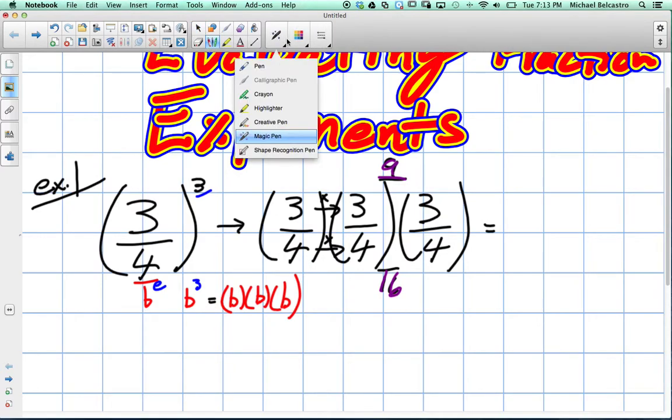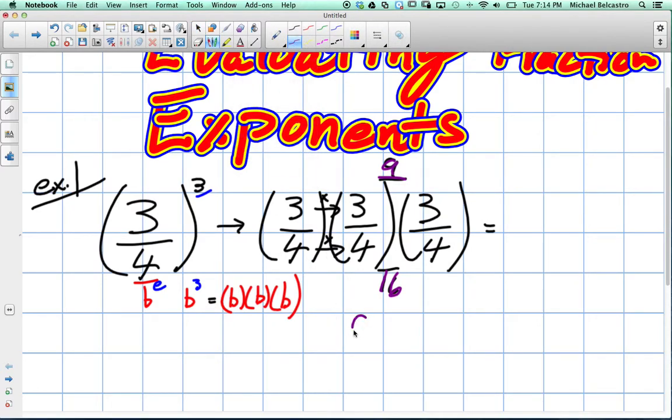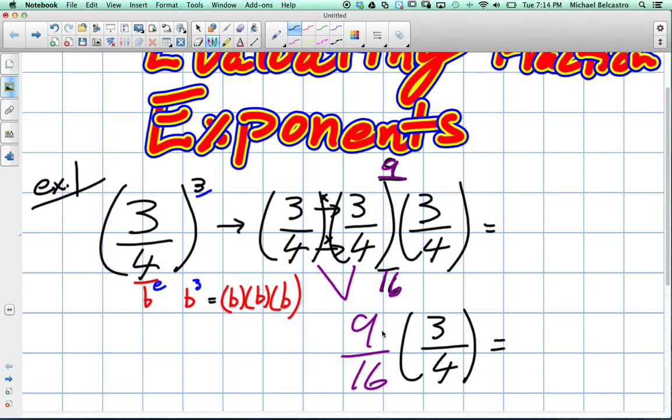Because we've done that step, let's rewrite this nicely. So now we have 9 over 16, that's what that pairing was equal to. That pairing is 9 over 16 times 3 over 4. So top by the top, bottom by the bottom. What's 9 times 3? 27. And how about 16 by 4? 64. That's right, good. 27 over 64. So 3 over 4 to the power of 3 is 27 over 64.